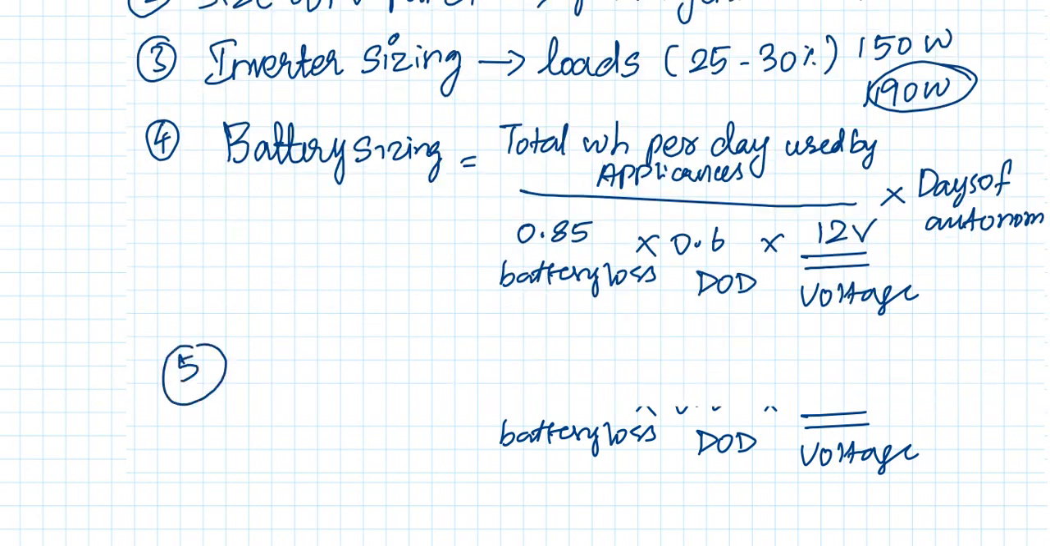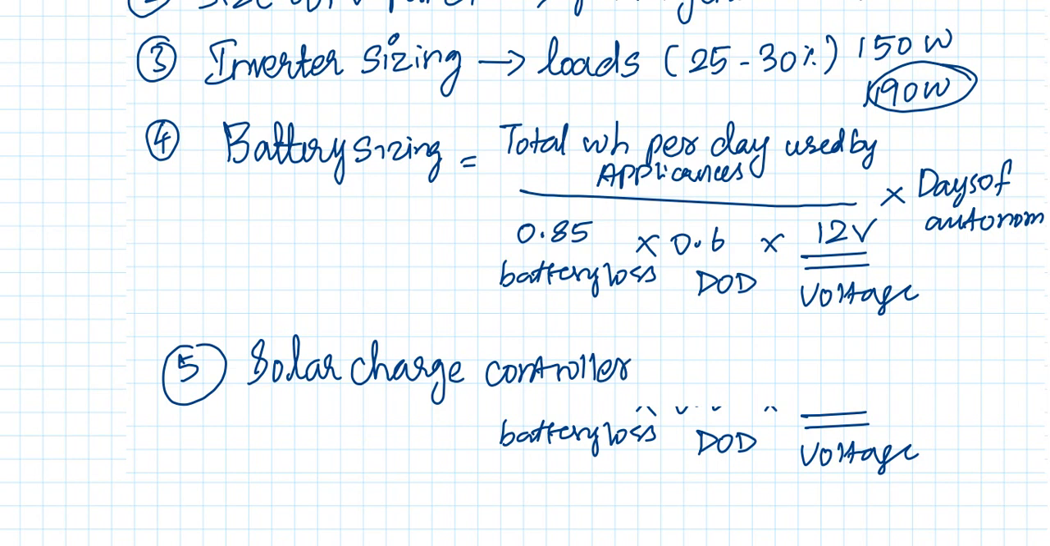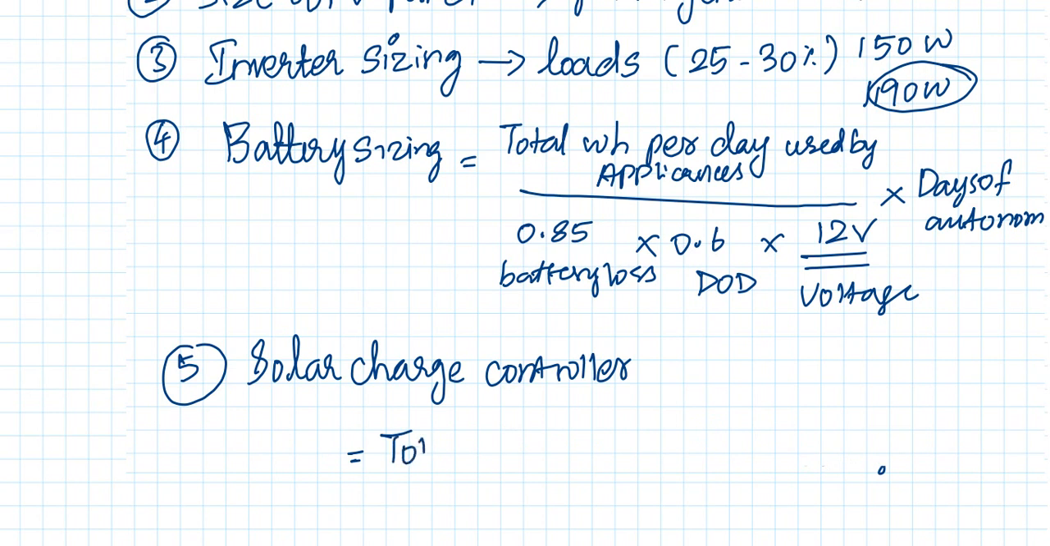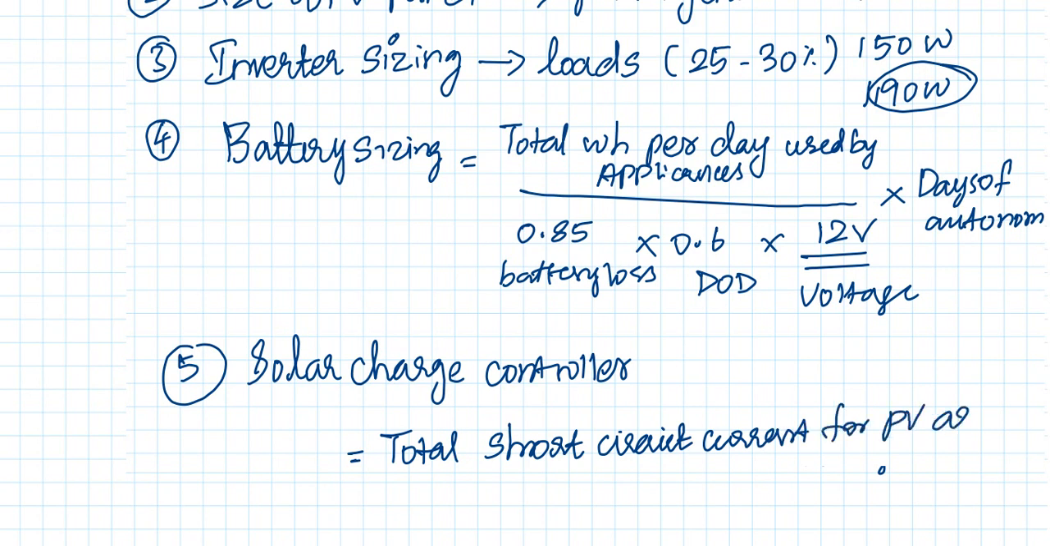The last point is we have to select the solar charge controller. The solar charge controller is the controller used to charge the batteries. So how are we going to decide the rating? The basic formula for the solar charge controller is the total short circuit current for the PV array into 1.3. There is a multiplication factor of 1.3.